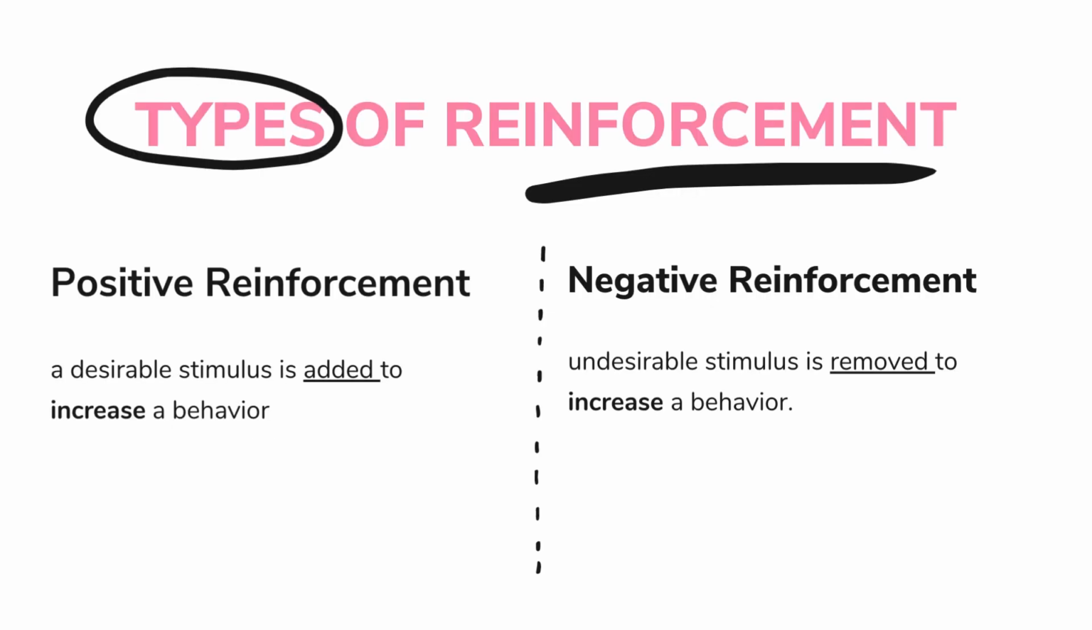There are two types of reinforcement, the positive and the negative reinforcement. Both positive reinforcement and negative reinforcement increase behavior. So, positive is adding a desirable stimulus to increase a behavior. Meanwhile, negative reinforcement is the removal of an undesirable stimulus to increase a behavior. So, positive is adding and negative is removing.